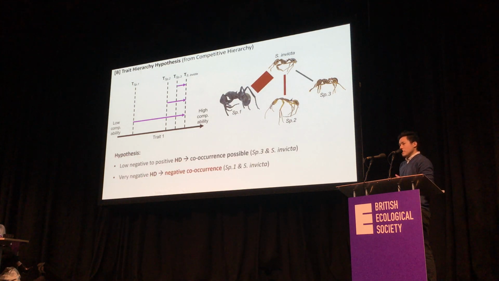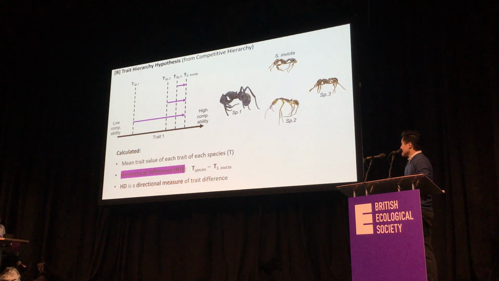The hypothesis being that species which were further away from the fire ants along that axis of competitive abilities, such as species 1 in this case, would experience more negative co-occurrence with the fire ants. And things which were closer to the fire ants or more equivalent to the fire ants in their trait values would more likely co-occur in the same plots. So this gives us an opposite expectation from that of the limiting similarity hypothesis.